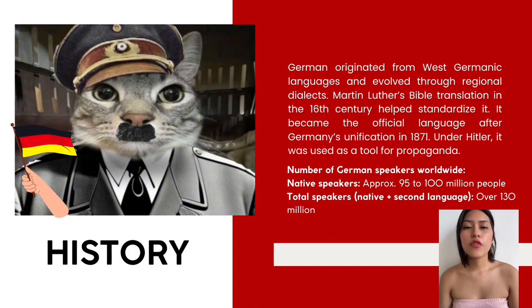It became the official language after Germany's unification in 1871. During Hitler's regime, German was heavily used as a symbol of national identity and control through propaganda and education. Today, it remains the official language of Germany.